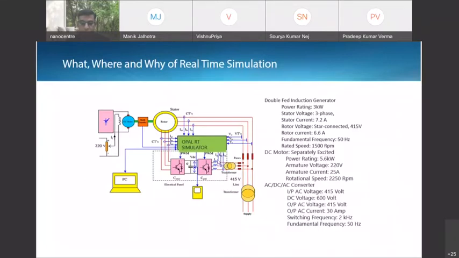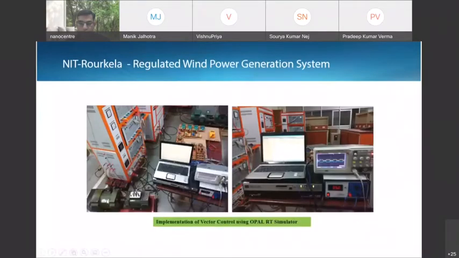So this example shows us where exactly we can have a real-time simulator. In the hardware, in this experimental picture, we can see the same setup. This is their wind turbine emulator. They had their DFIG motors acting as the wind turbine, then their AC-DC AC converters over here. Behind the computer, they had these voltage and current sensors. And this is where they had kept their simulator.